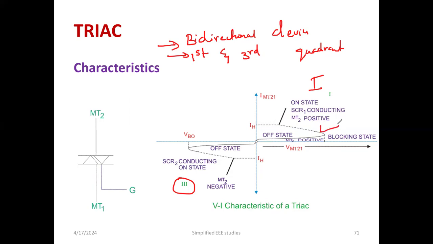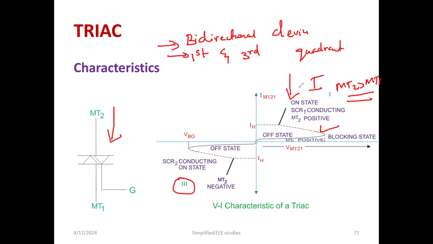So that what I can say, SCR will be operating. Here we can say MT2 is greater than MT1, at the first quadrant. This is the situation. So how about the conduction? Anode current flows from MT2 to MT1. That is actually what is mentioned over there. That is the operation in the first quadrant. It is 100% similar to SCR only.